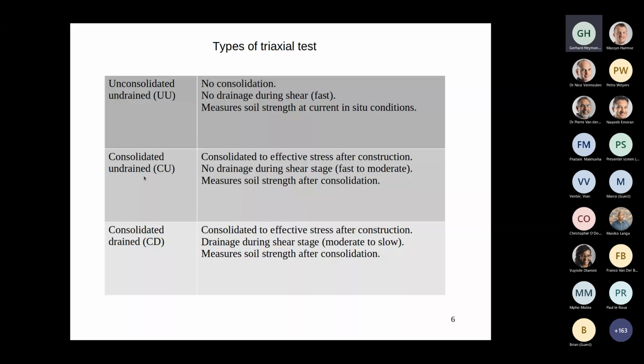In both consolidated undrained and consolidated drained tests, we consolidate the specimen to some future effective stress, and then we test the sample under that future effective stress. So we are asking the question, what will the soil strength be at this future effective stress?